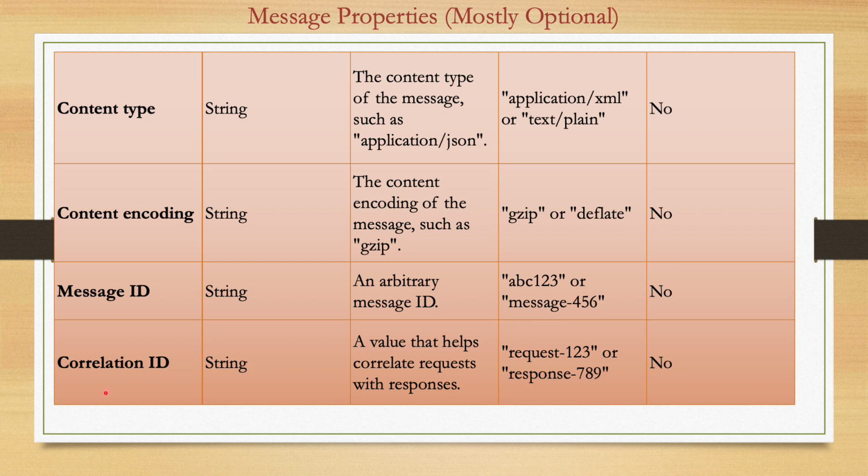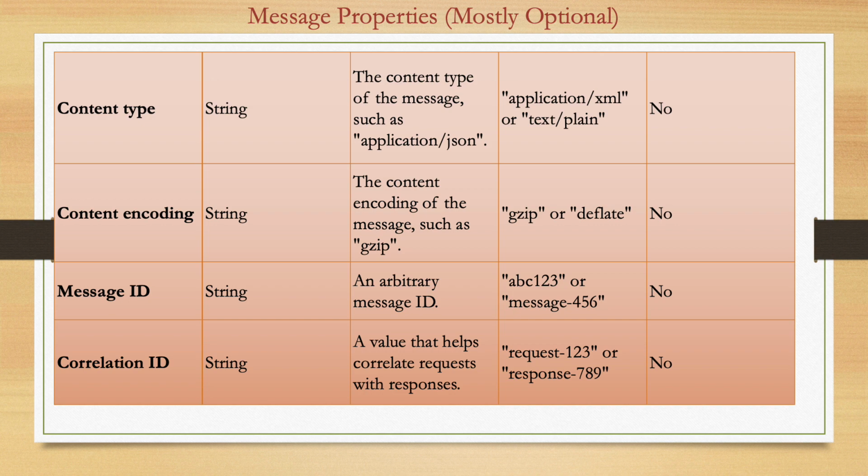Correlation ID. The correlation ID is a value that helps correlate requests with responses in a distributed system. It is typically used when a client sends a request message and expects a corresponding response. The correlation ID allows the response message to be associated with its corresponding request. For example, request-123 or response-789 can be used as correlation IDs to establish the relationship between request and response messages.